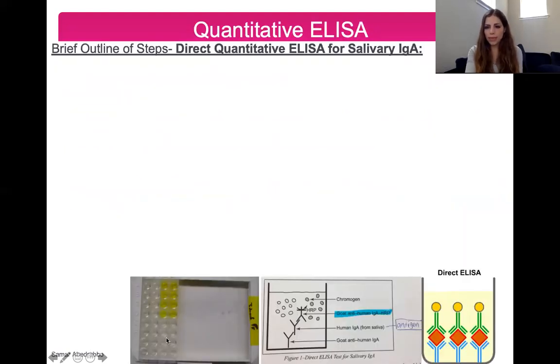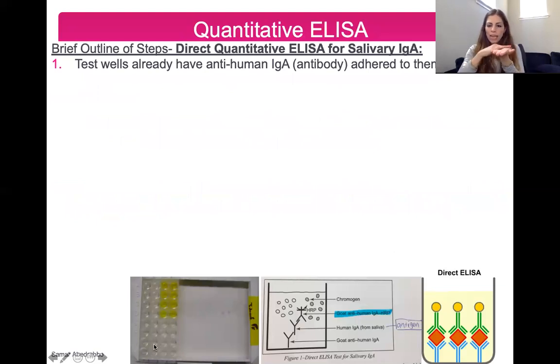Okay, so this is what you would be doing in lab. I'm so sad that we're not actually doing this experiment, but I'm going to try to explain it as best as I can. So you have this microtiter plate or these test wells. Every little circle here is a test well, and they have anti-human IgA antibody adhered to them. You can't actually see it, but if you were to imagine it on this little circle, you have anti-human IgA antibody, which will bind every time it sees IgA antibody.